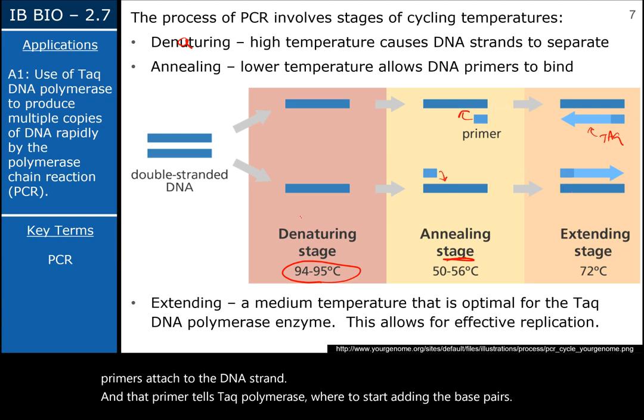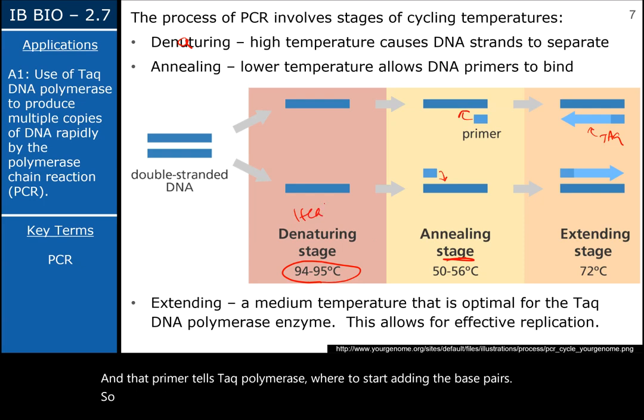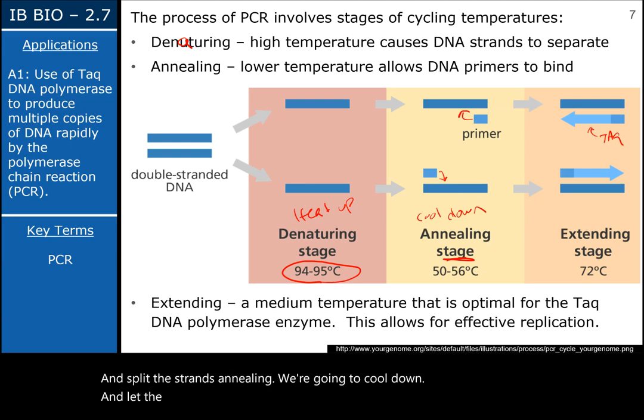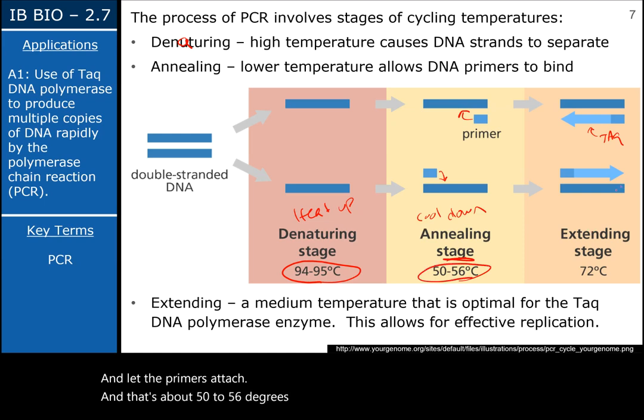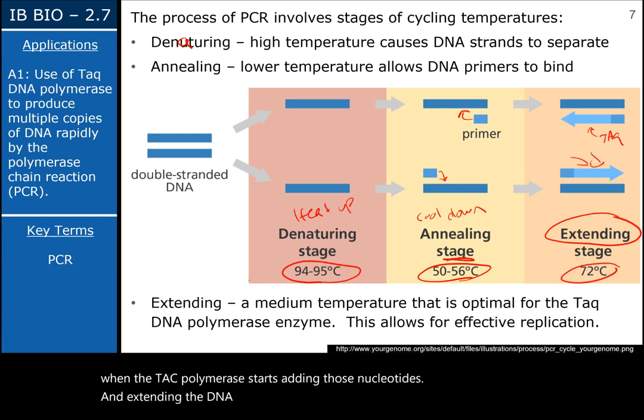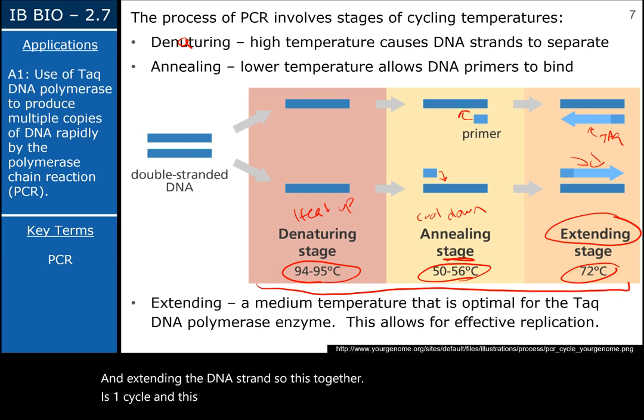So denaturing, we're going to heat up and split the strands. Annealing, we're going to cool down and let the primers attach. And that's about 50 to 56 degrees Celsius. The third stage is extending. This is when the Taq polymerase starts adding those nucleotides and extending the DNA strand. So this together is one cycle, and this will create one copy of the gene.